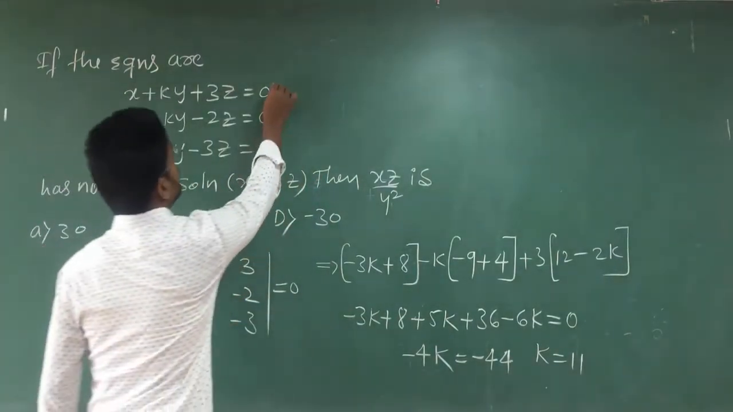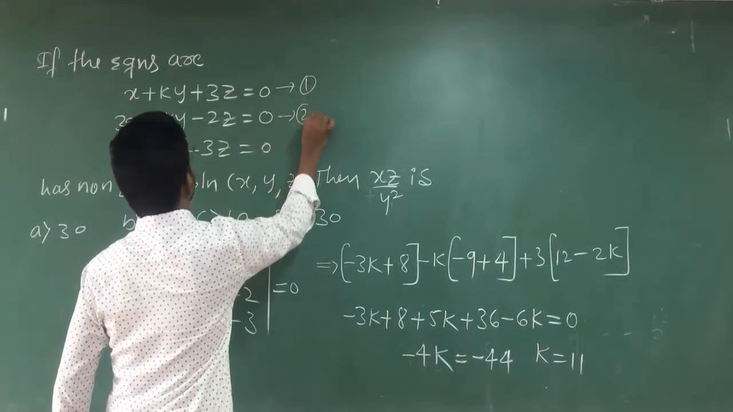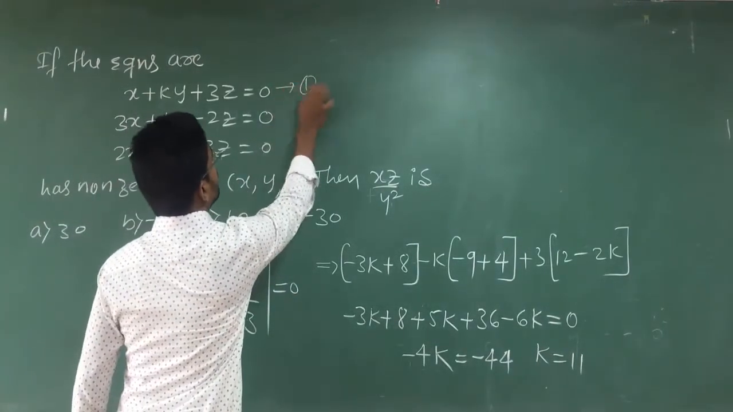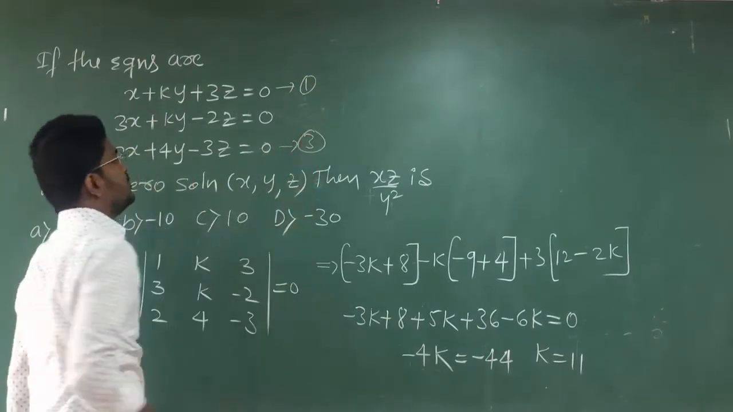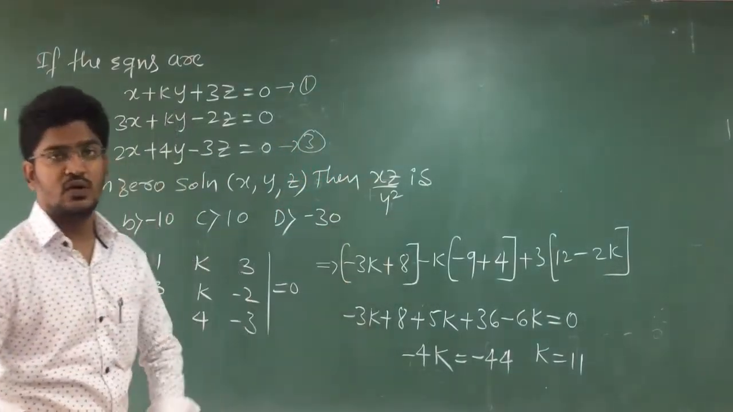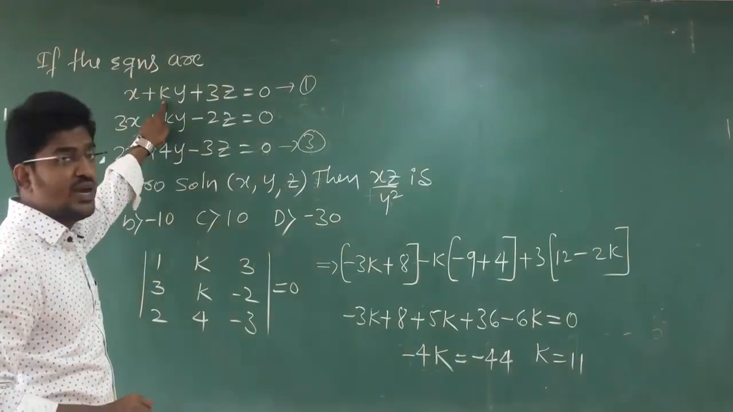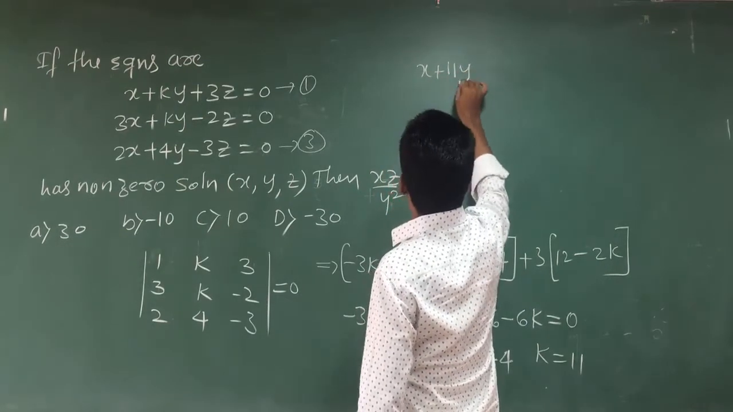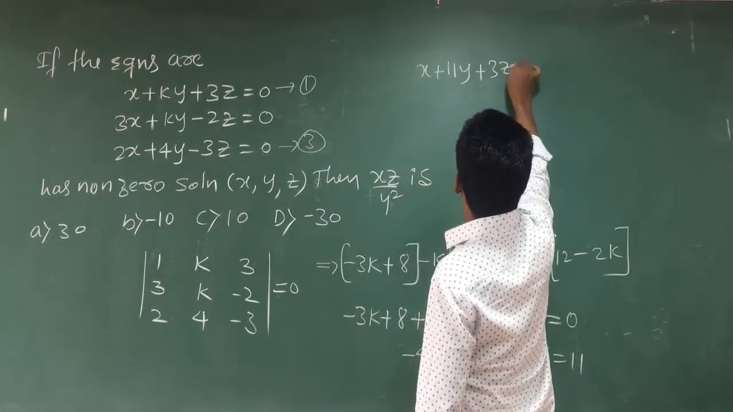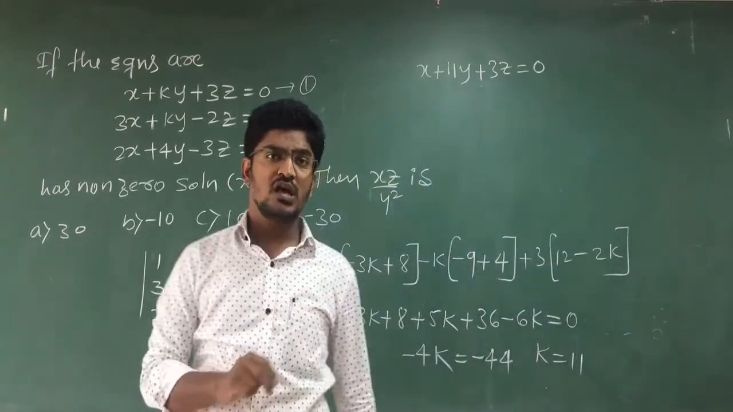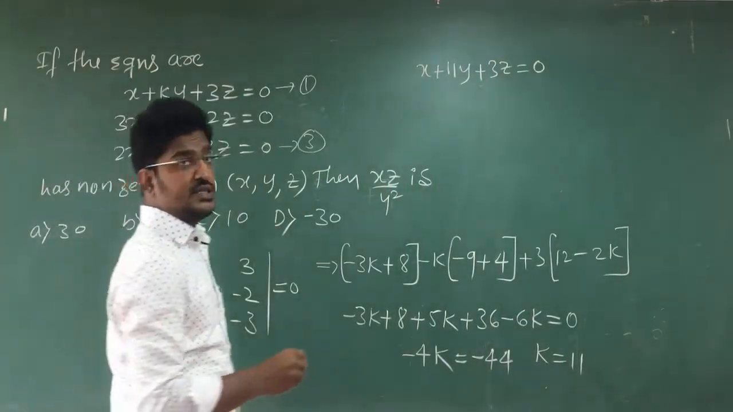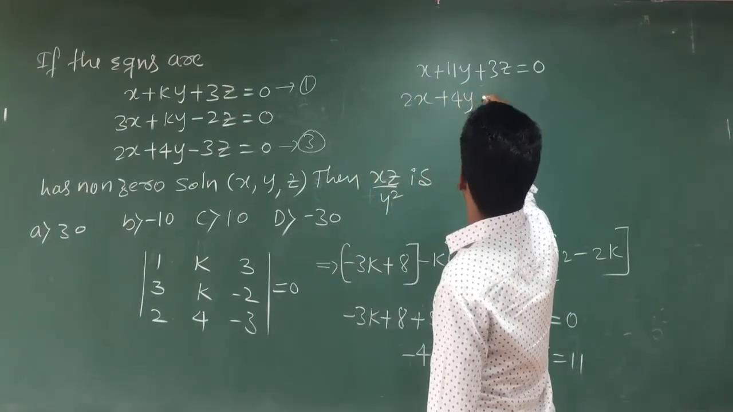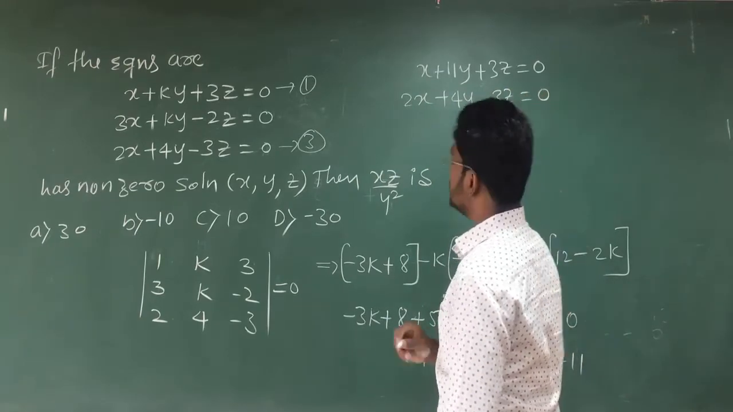Now I will solve my equation 1 and equation 2, or equation 1 and equation 3. No problem, you can solve any equation, to find xz by y square. Clear? Okay. So if I put the k value as 11, it will be x plus 11y plus 3z equal to 0. Clear? And the third equation is 2x plus 4y minus 3z equal to 0. Clear?